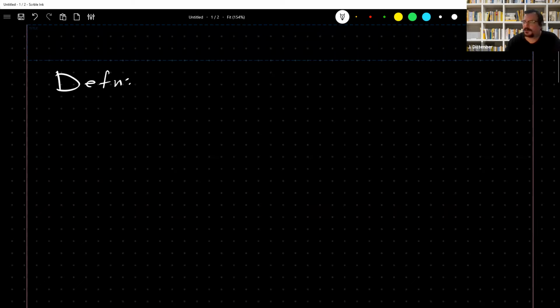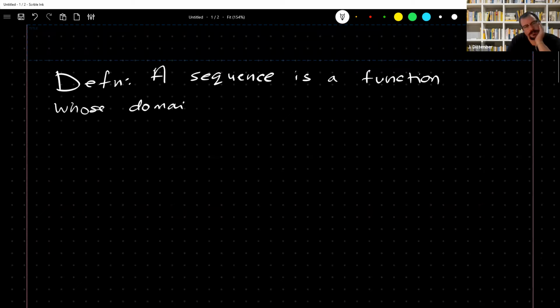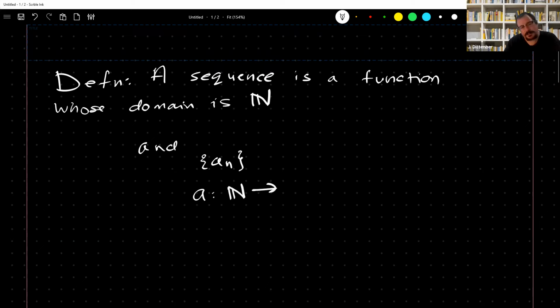A sequence is what I want to define. And what is a sequence? A sequence is a function. We might also see the word mapping being used. It's a function whose domain is, I'm going to write this symbol down, the set of all natural numbers, and I'll talk about that in a moment. We can take this function, a sub n, and say that a takes the natural numbers to the real numbers. Now let me go back and explain these things.